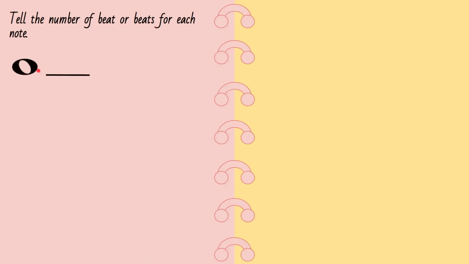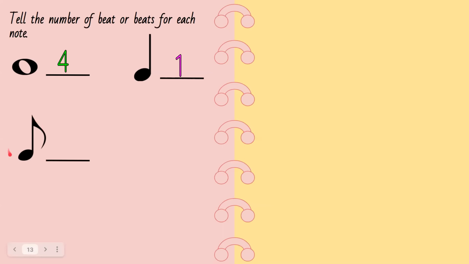Okay, this is a whole note. This is only the head. How many beats? Correct, it's 4. For this one, shaded head already. This is what we call quarter note. Okay, it has 1 beat. Correct. For this one, it has 1 beam already, 1 flag. That is an 8th note.